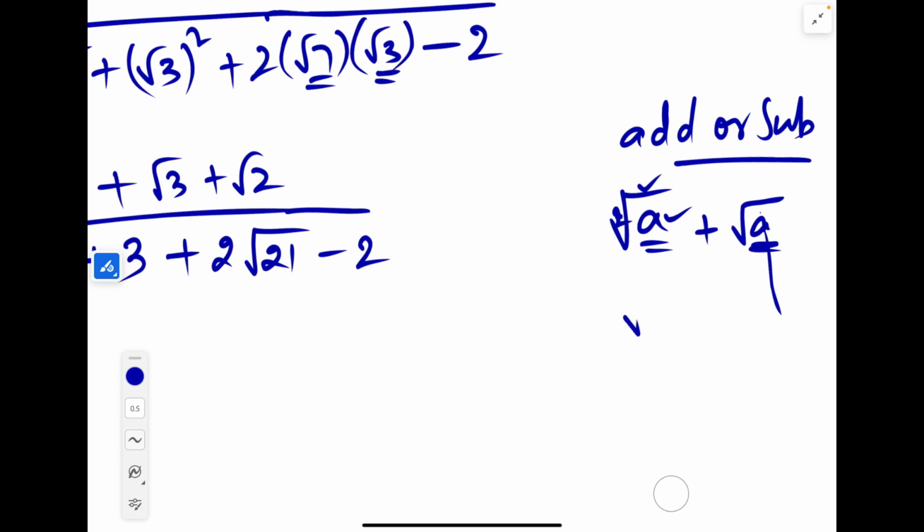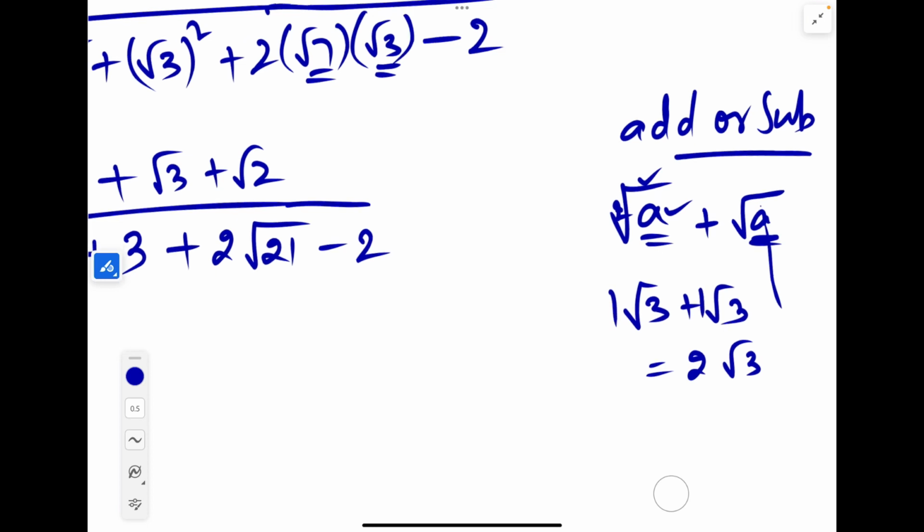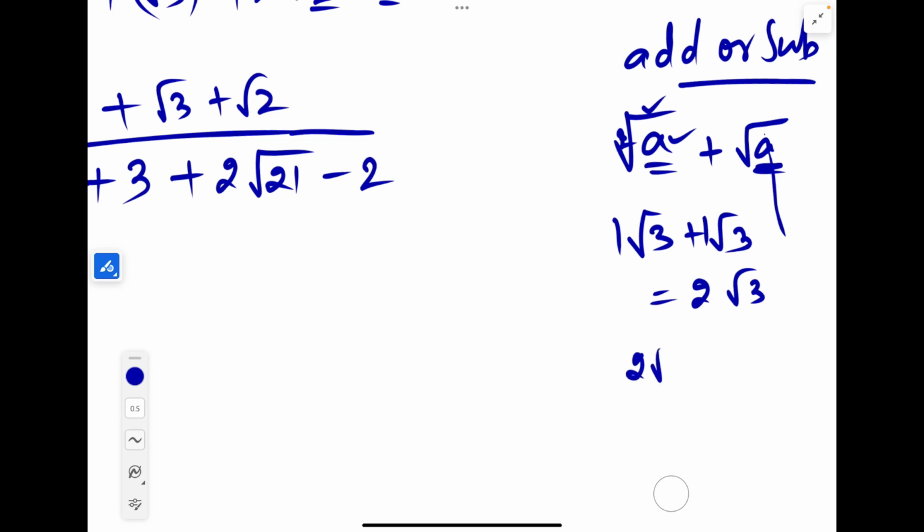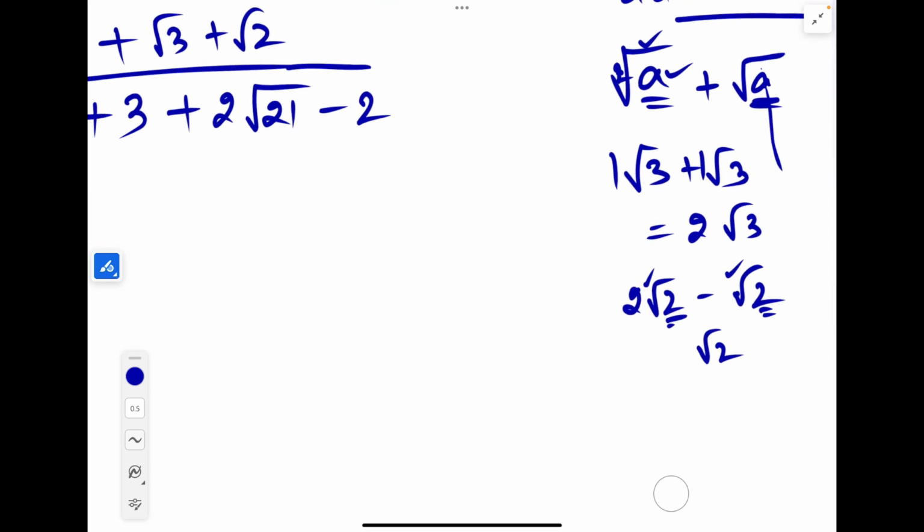That means I will be able to add root 3 and root 3 together, which will become 2 root 3. Whenever you are adding, just add the coefficients. Same thing, whenever you are subtracting, you can subtract only with the same radicand and same index. So 2 root 2 minus root 2 will become 1 root 2.